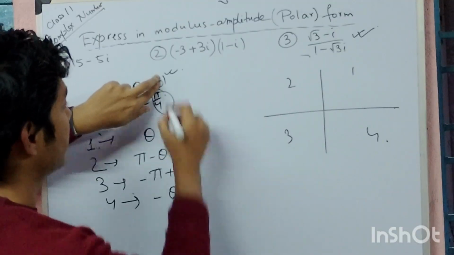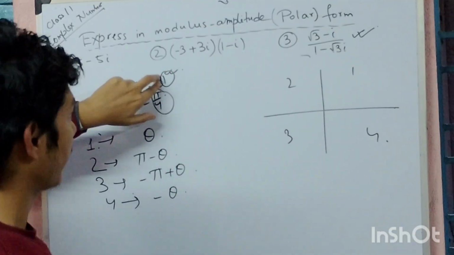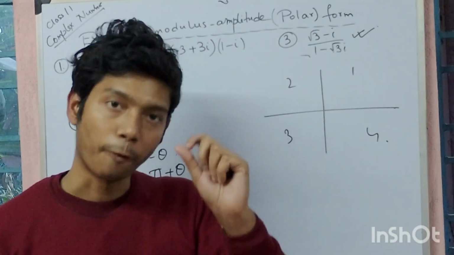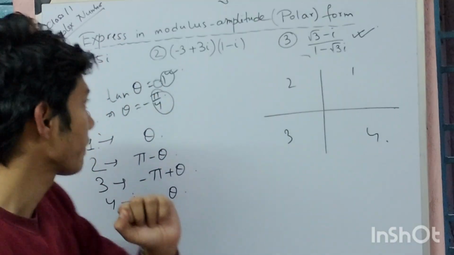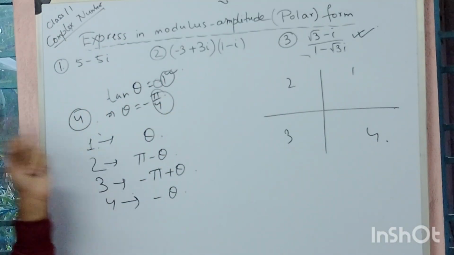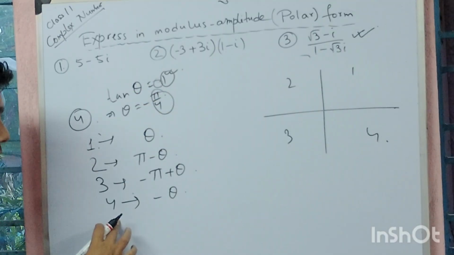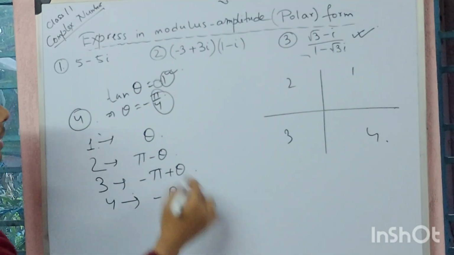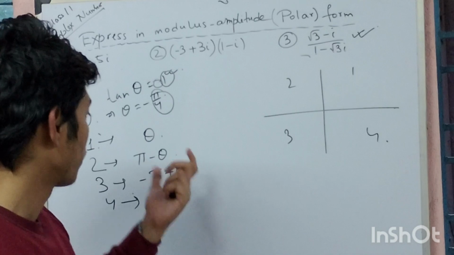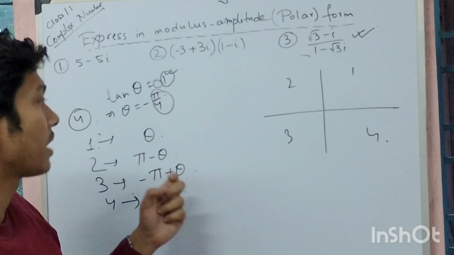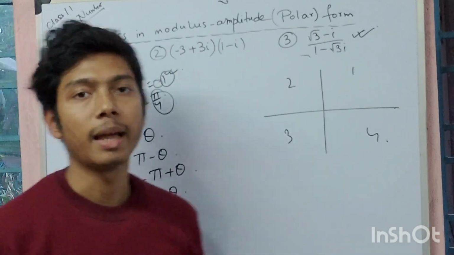Here, I just check the magnitude, it is 1. For which angle is tan 45 degrees equal to 1? It is pi by 4. And it was in the fourth quadrant, so I just add a negative sign before it. If it is in the fourth quadrant, then it will be minus theta, so it will be minus pi by 4. So according to it, you can easily find out the angle at the time of finding the amplitude.